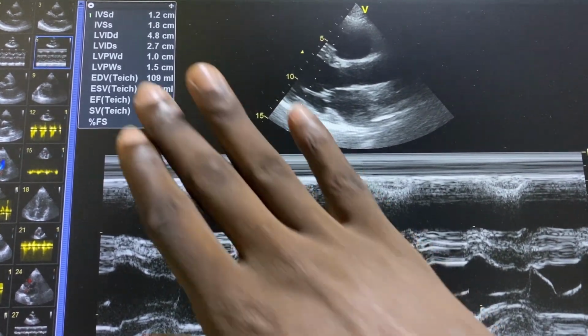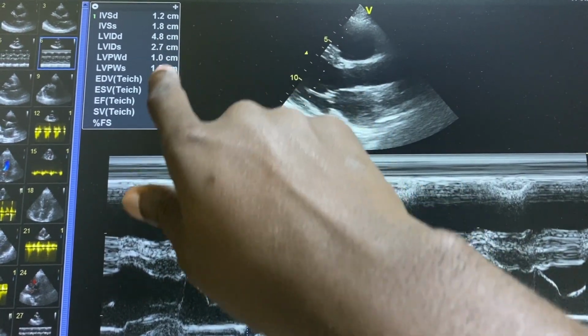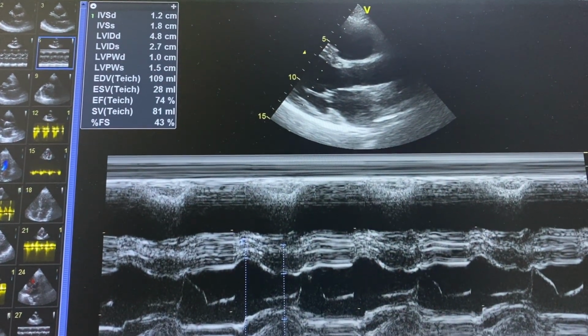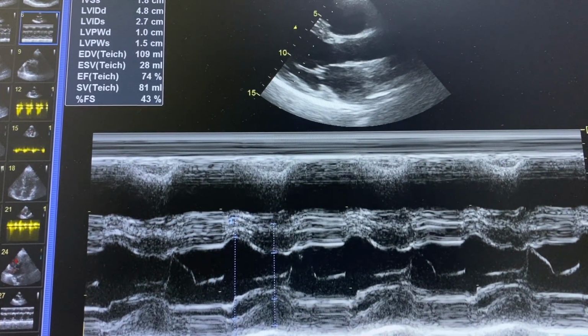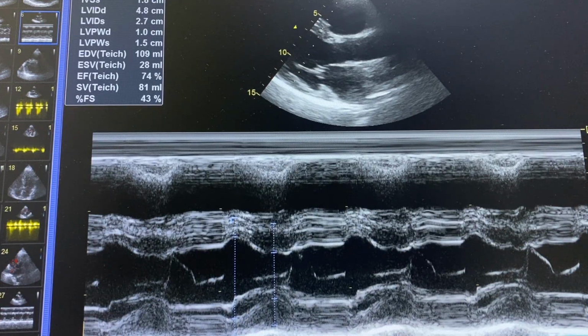So all these are the parameters we get when you take these measurements. We get all those parameters when we do M mode at the level of mitral valve. Again, what have we got? We did thickness of interventricular septum in diastole, thickness of posterior wall in diastole, and then LV internal dimensions in diastole, and then we go in systole. We measure the thickness of interventricular septum in systole, the LV dimensions in systole, and then the posterior wall thickness in systole.